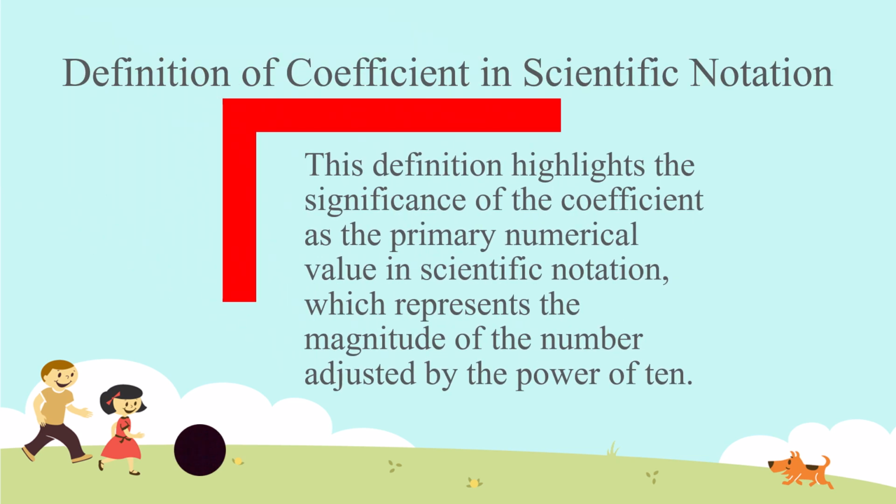Again, what is the definition of coefficient in scientific notation? This definition highlights the significance of the coefficient as the primary numerical value in scientific notation, which represents the magnitude of the number adjusted by the power of 10.